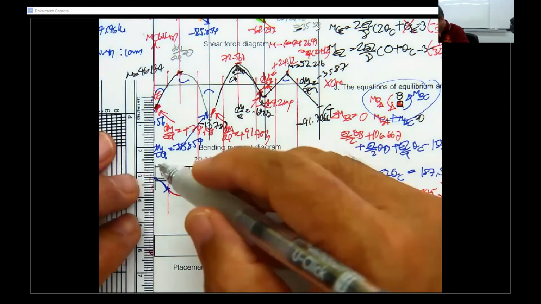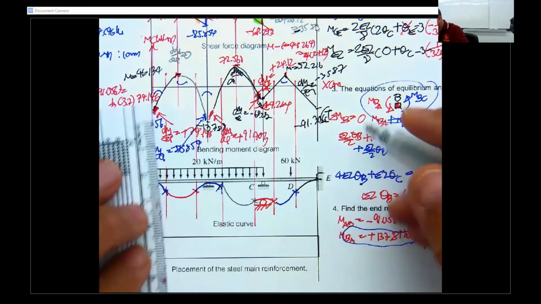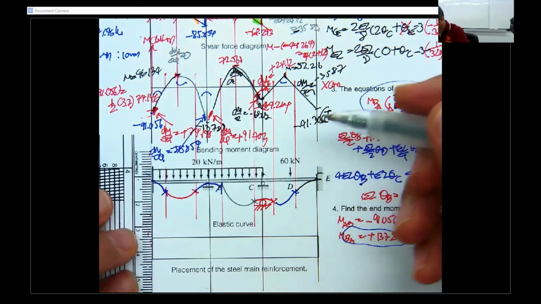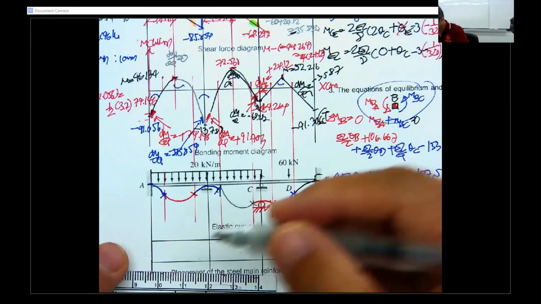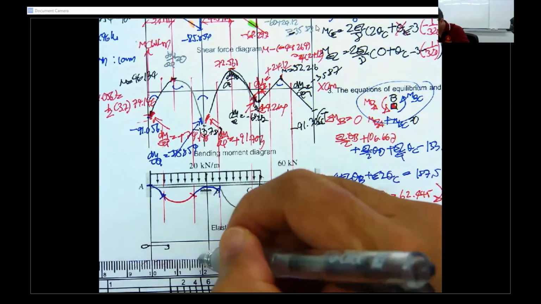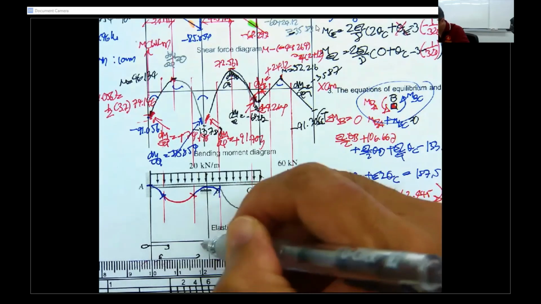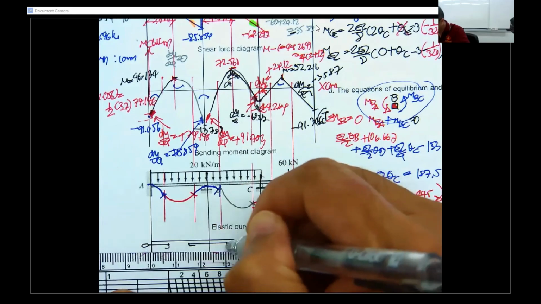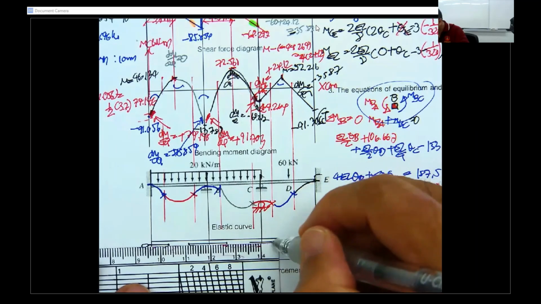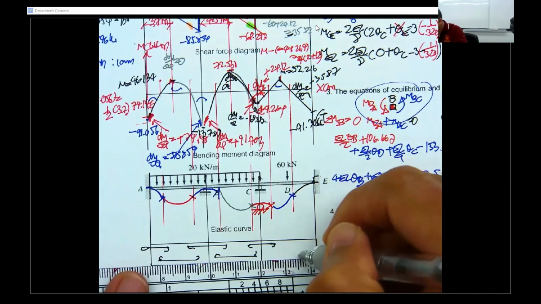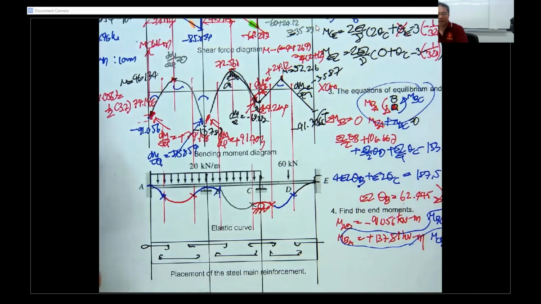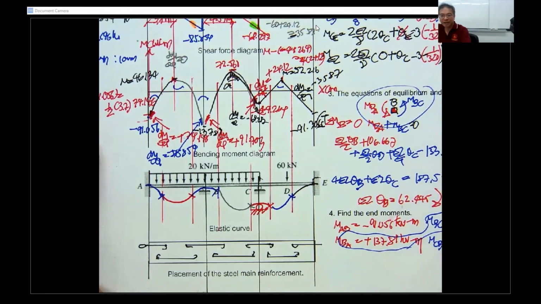And then finally, what we have for the reinforcement, you got to follow the rules that we have mentioned. For this one, negative moment, put the reinforcement on the top. For this one, positive, put it on the bottom. This one, put it on the top. And this one, put it on the bottom. For this one, put it on the top. And this one, put it on the bottom. And then put it on the top. Okay, that is going to be the placement of the steel reinforcement.